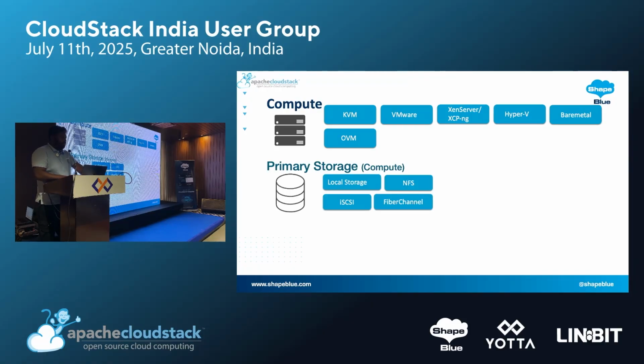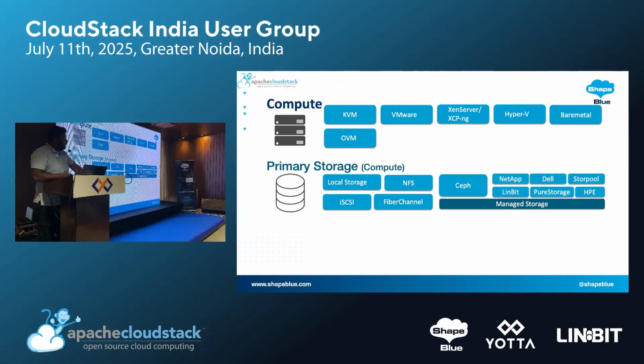I need some primary storage for my virtual machines, right? Here we have the usual suspects. I prefer to use NFS to keep it simple, but there are other options with local storage, iSCSI, and Fibre Channel. So if you are not happy with this, you need other options. Along with this, there are multiple options available where you have managed storage as well. You have Ceph, Linbit, where Mr. will be giving a talk on Linbit later on. You have multiple integrations from NetApp, Dell, StorPool, Pure Storage, and so on.